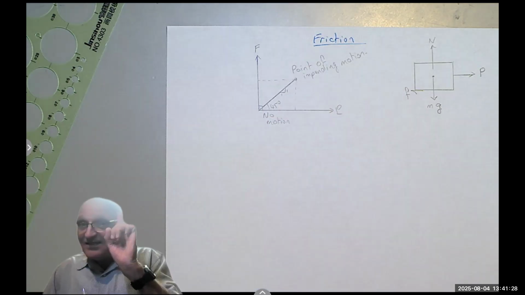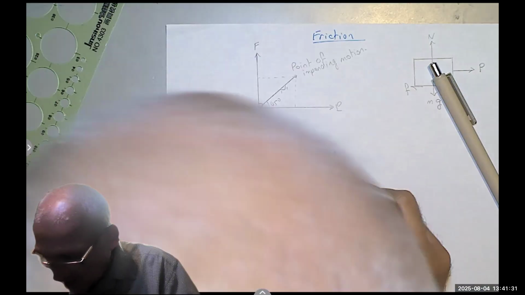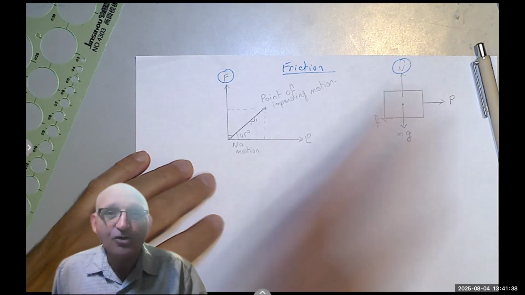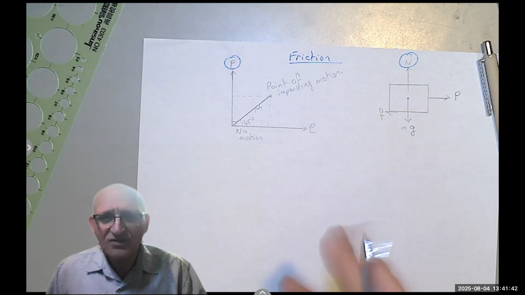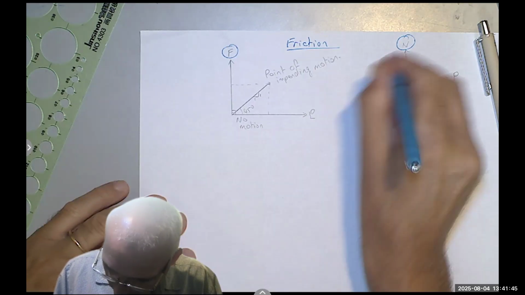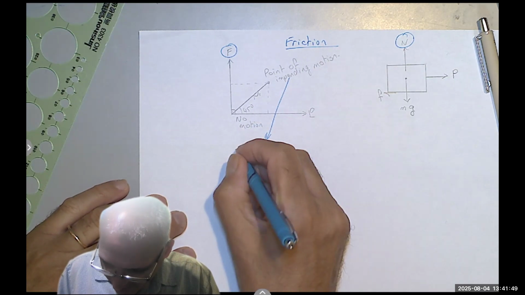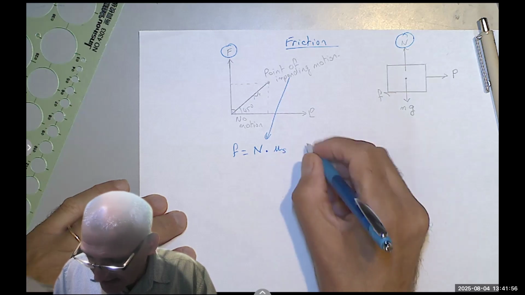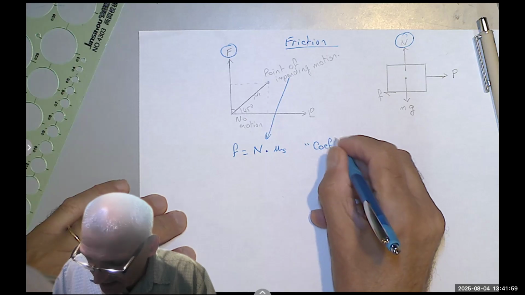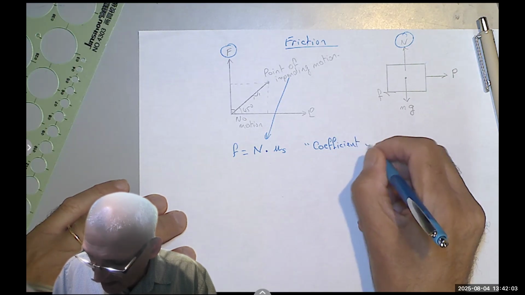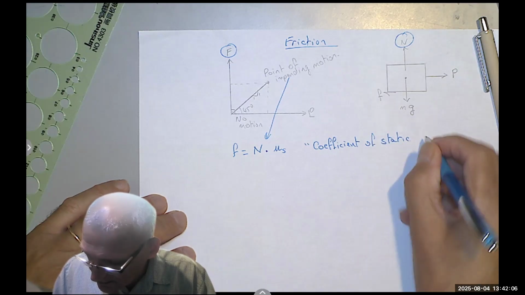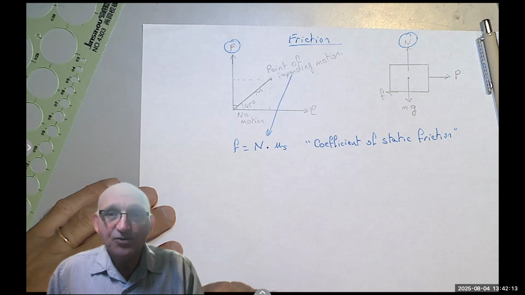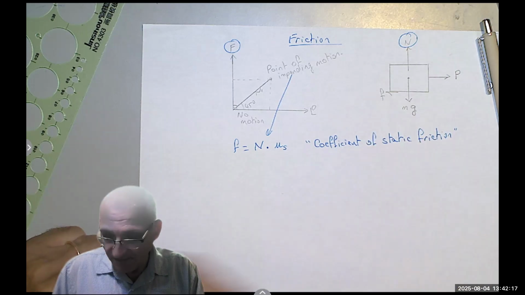At this point, and at this point only, an equation occurs between F, the friction force, and N, the normal force. What does the normal force have to do with it? Well, at this point, and at this point only, F would equal the normal force times something called mu sub s, or the coefficient of static friction. That's the maximum friction that can occur between the two surfaces, F.